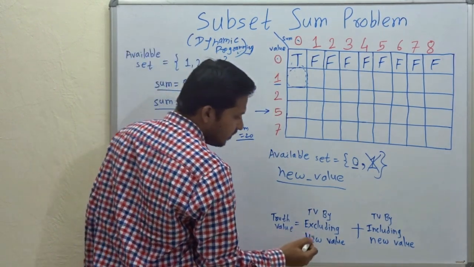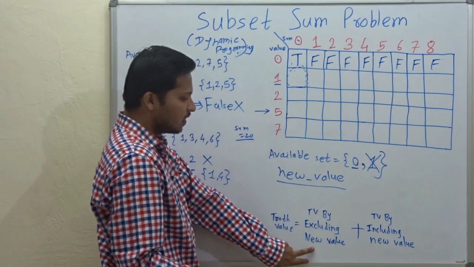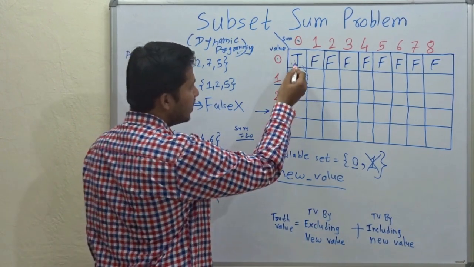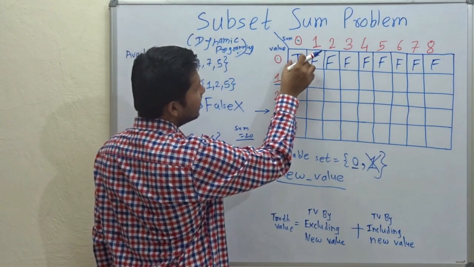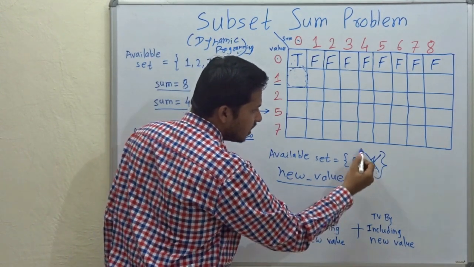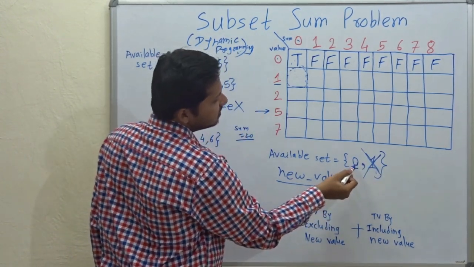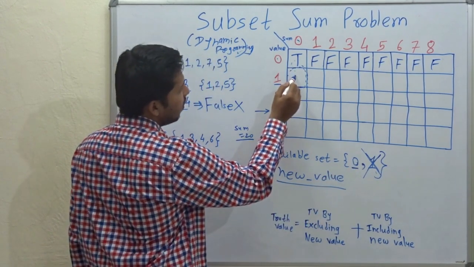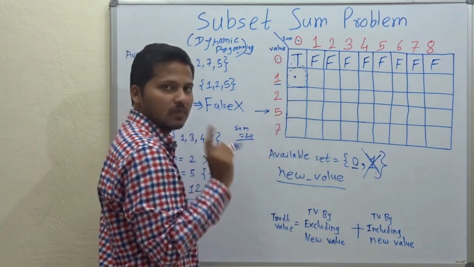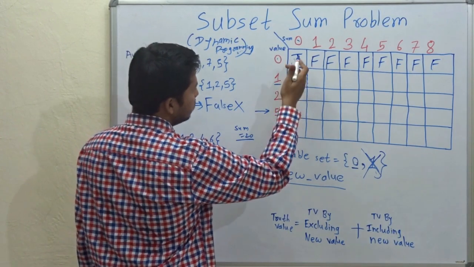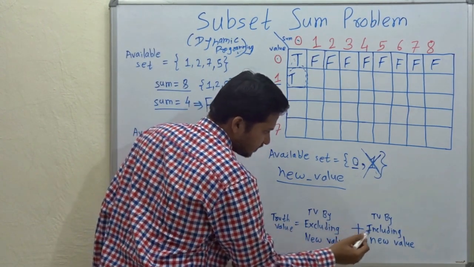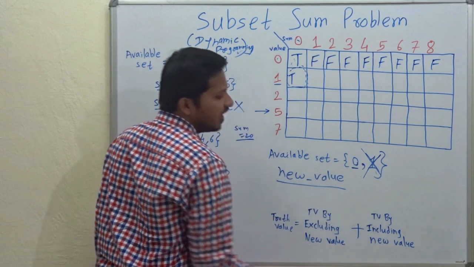This means whenever we are excluding the new value, we get the answer from the upper cell, right? Because the upper cell has already calculated the truth value by excluding the new value. If you exclude 1, then by using 0 we can form 0 or not. This has been already calculated by the upper cell, right? So you can directly use that value, that is true, right? Now, or truth value by including new value.